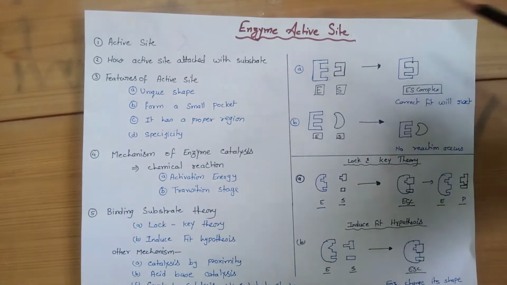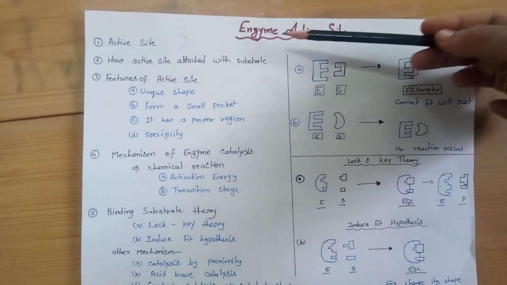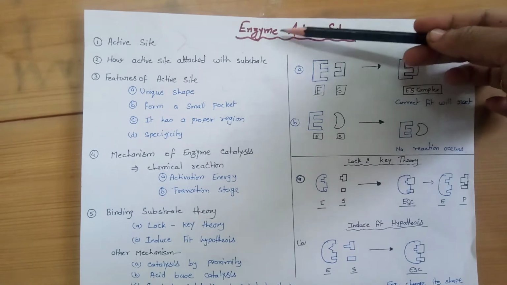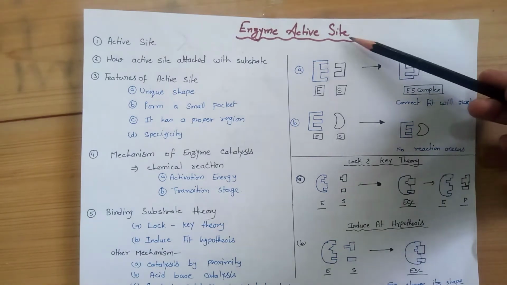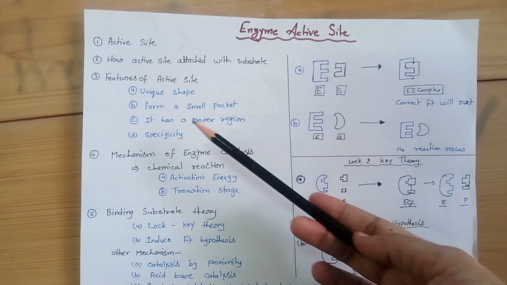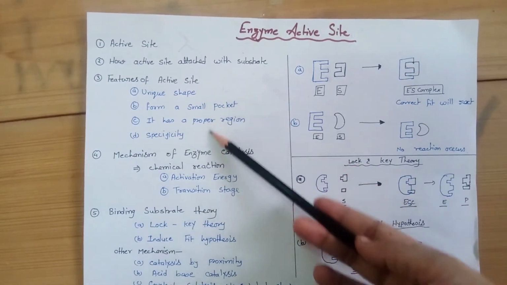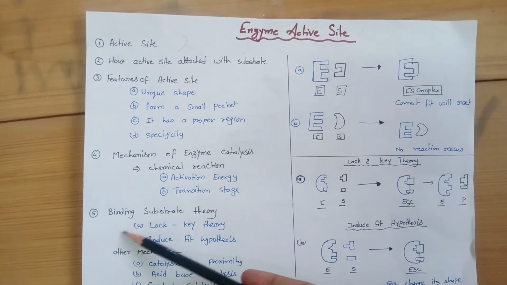In this lecture, I will tell you about the active site, the enzyme active site. What an enzyme is, the function of the enzyme, the properties of the enzyme and the classification of the enzyme, I told you in the previous lecture. In this lecture, I will tell you about the active site: the definition, how the active site attaches to the substrate, the features of the active site, the mechanism of enzyme catalysis and binding substrate theory.